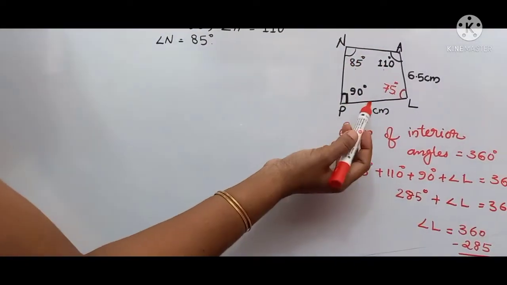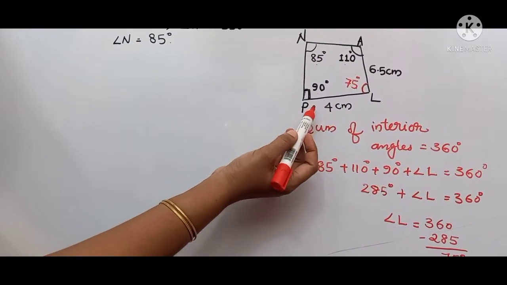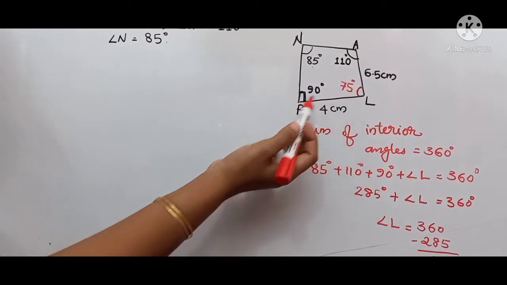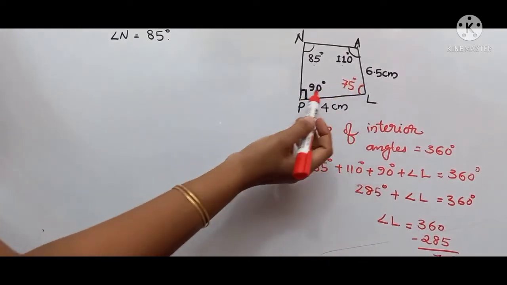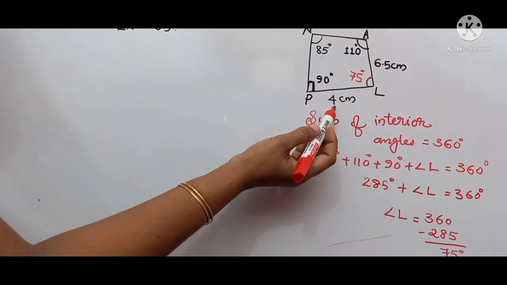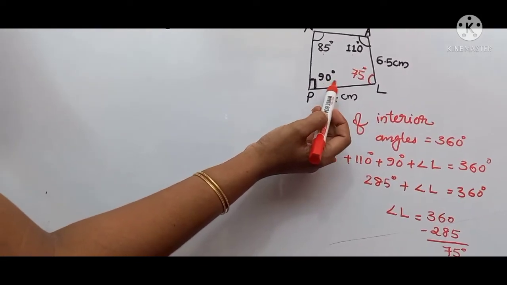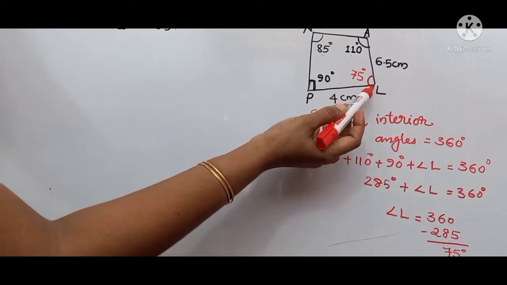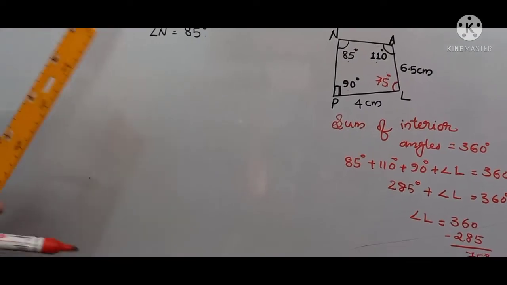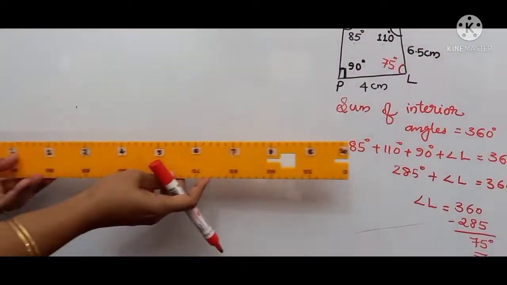Next we have to observe this rough sketch again. Here PL 4 centimeter is given and these two angles are also given. So we have to draw PL first, PL with 4 centimeter. Then we have to take these angles 90 and 75. Then we can find these points A and N. Let us see how to draw that. Easily we can draw that now.